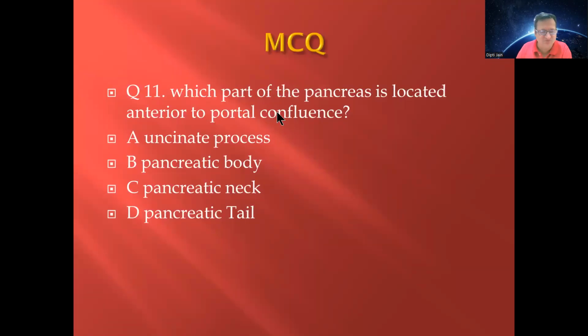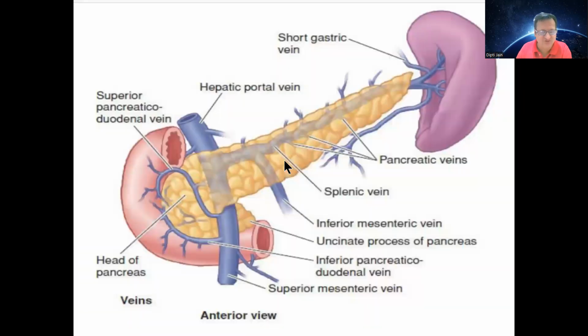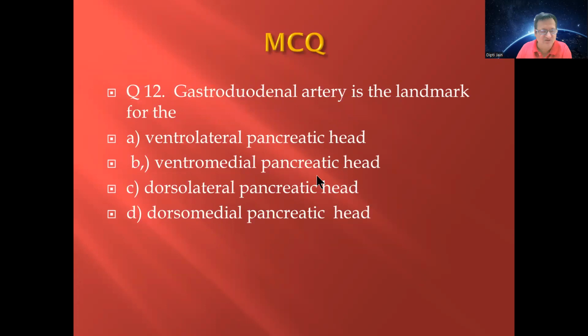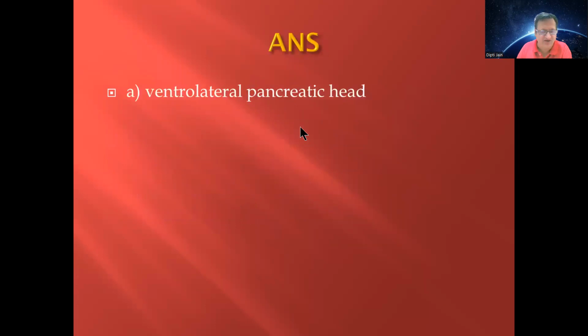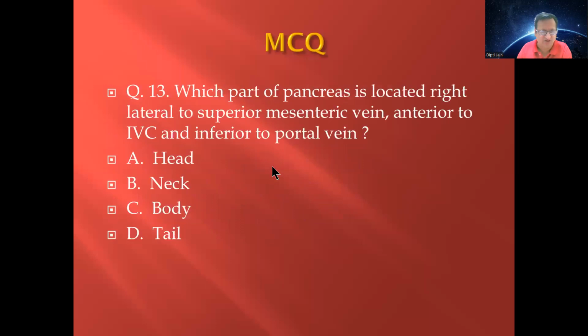Which part of the pancreas is located anterior to the portal confluence? Uncinate process, pancreatic body, pancreatic neck, pancreatic tail. So the answer is pancreatic neck, which is anterior to the portosplenic confluence. Next question: gastroduodenal artery is the landmark for ventrolateral pancreatic head, ventromedial pancreatic head, dorsolateral pancreatic head, dorsomedial pancreatic head. So gastroduodenal, as we already discussed, is ventral and lateral, anterior and lateral. So it's the ventrolateral pancreatic head.